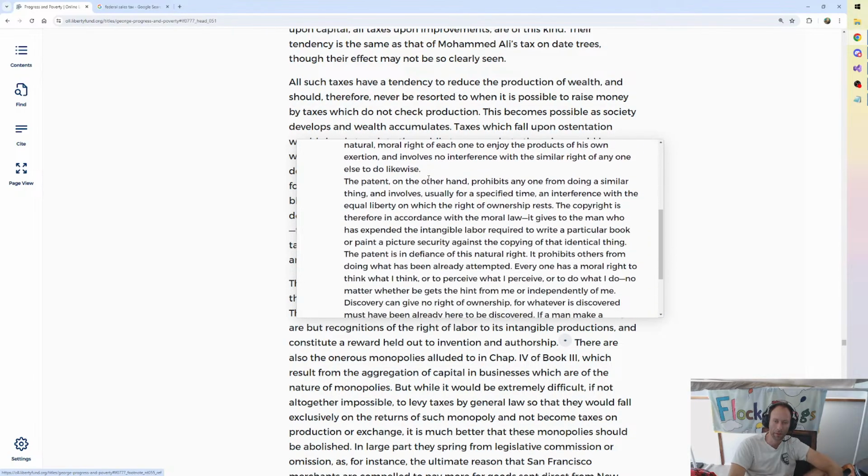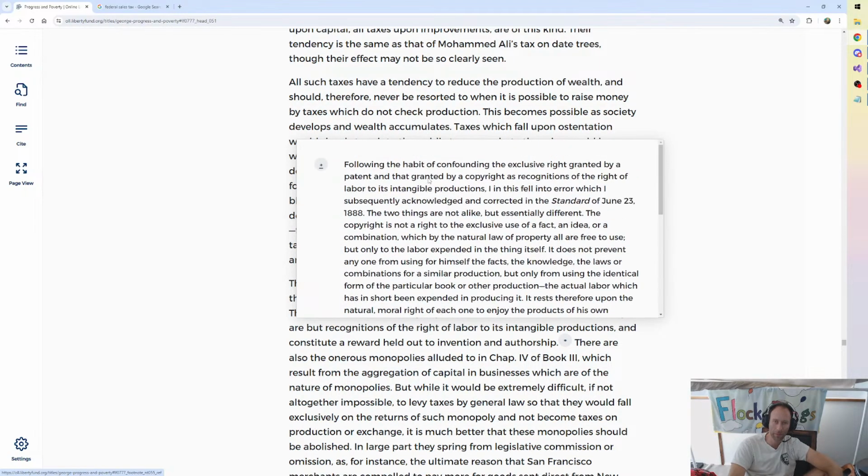Now, I think, is this the footnote where he goes back on patents? Following the habit of confounding the exclusive right granted by a patent and that granted by a copyright as recognitions of the right of labor to its intangible productions, I fell into error, which I subsequently acknowledged and corrected in the Standard of June 23. The Standard is the newspaper that Henry George ran for several years in 1888.